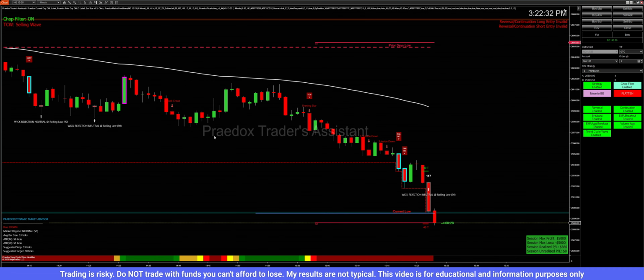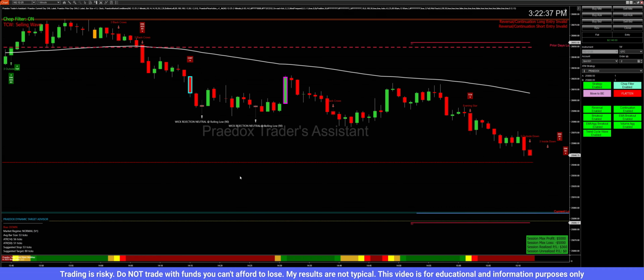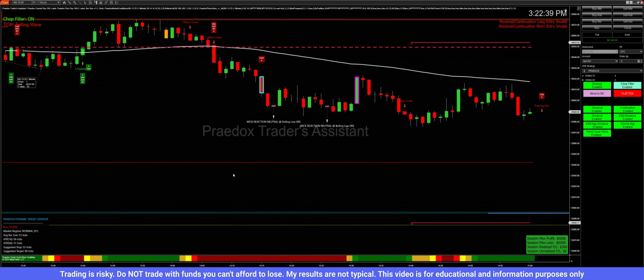This is highly configurable, this indicator. It'll come with just a base template that you can use and don't need to modify. But that's how this works.